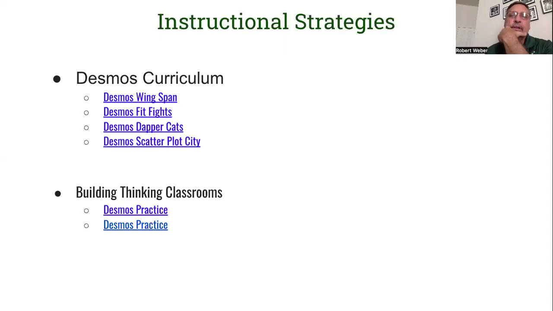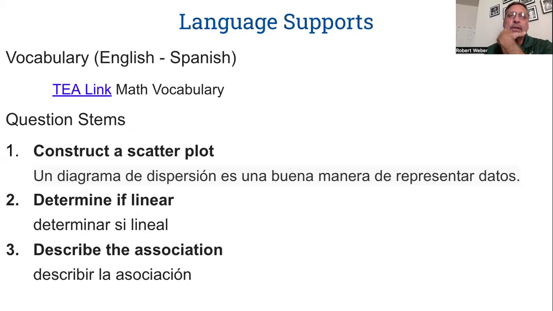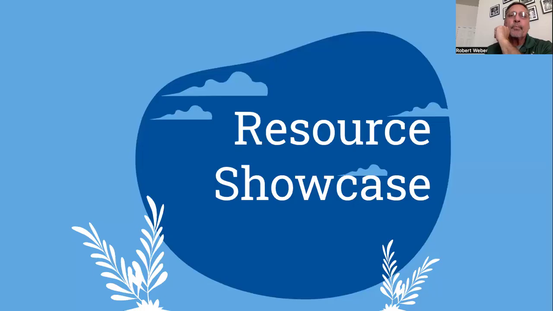Instructional strategies. This is kind of a fun one to teach. A lot of Desmos curriculum, but there also are some opportunities for you to do building thinking classrooms as far as curricular tasks with your kids. And hopefully you're far enough into the year now that your kids feel comfortable getting up and doing some things that require them to do the thinking work in the classroom. Language supports, you can see 3 question stems that we've listed there: scatter plots, linear, and the association.